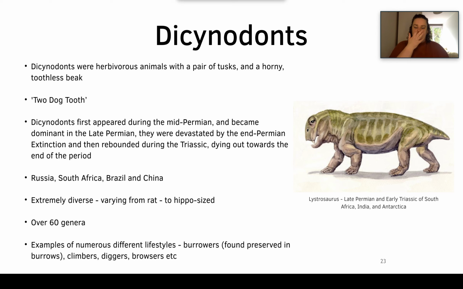And Dicynodonts first appeared during the mid-Permian and became dominant during the late Permian. They were absolutely devastated by the end Permian, and then during the Triassic, some obviously stayed through, and they became really large and they fulfilled niches similar to modern day rhinos and elephants, and then they died out at the end of the Triassic. They've been found in Russia, South Africa, Brazil, and China, and there are over 60 genera.